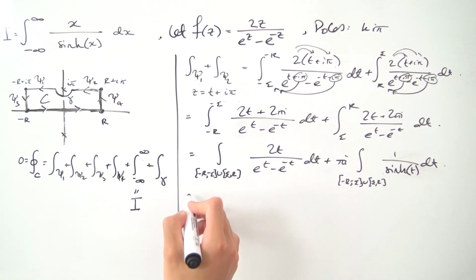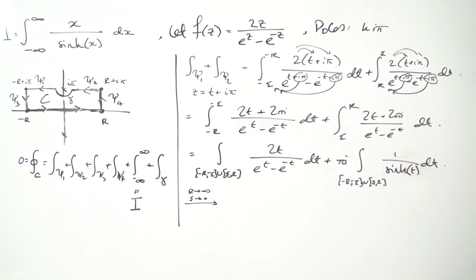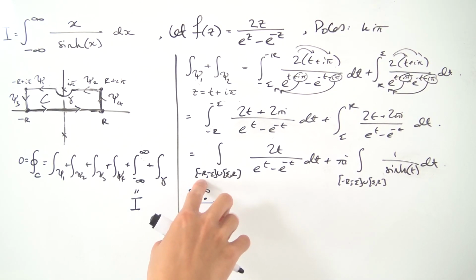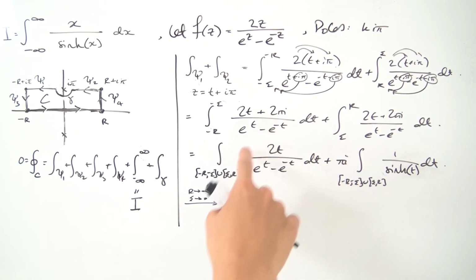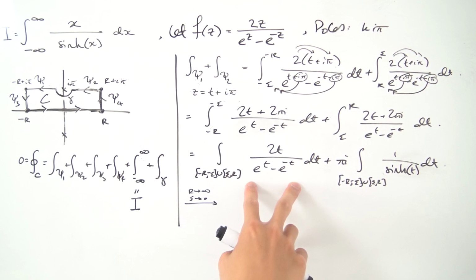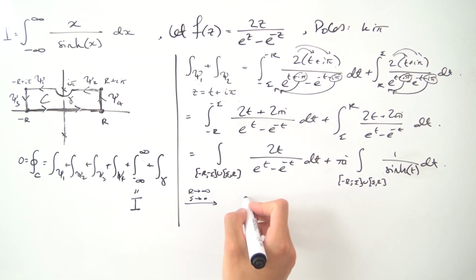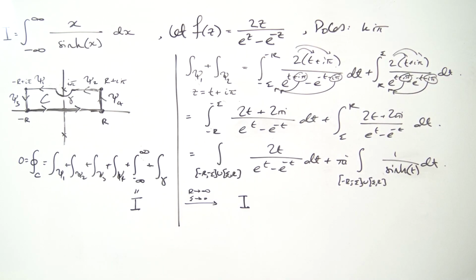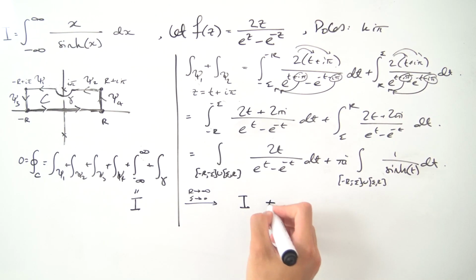Let's take the limits as r approaches infinity and epsilon approaches 0. Notice on this interval, we're basically going to be integrating from minus infinity to infinity of this guy, but this is basically our original function here. So this just recovers I in the limit. And now as for the second integral, this gets a little bit more technical because we still have this plus pi times I.